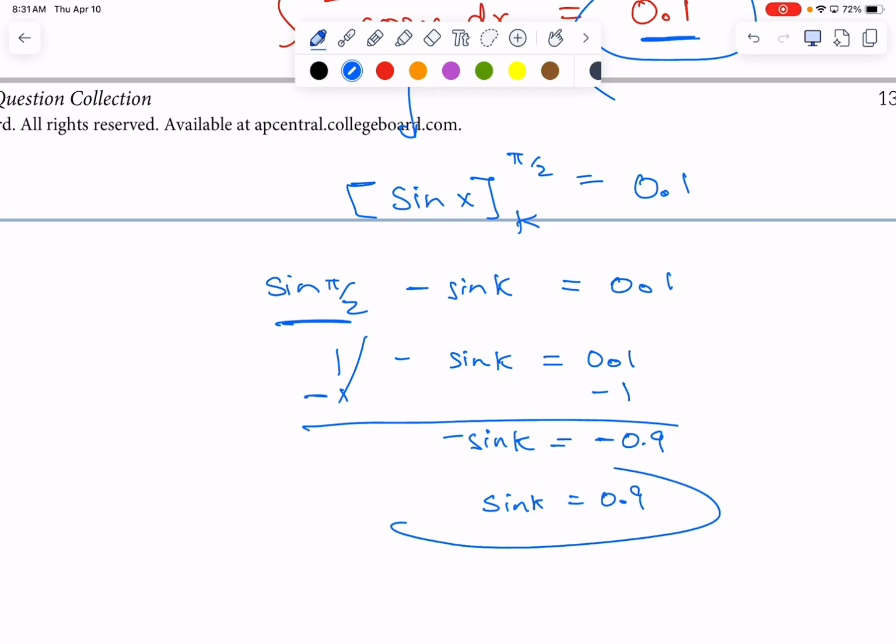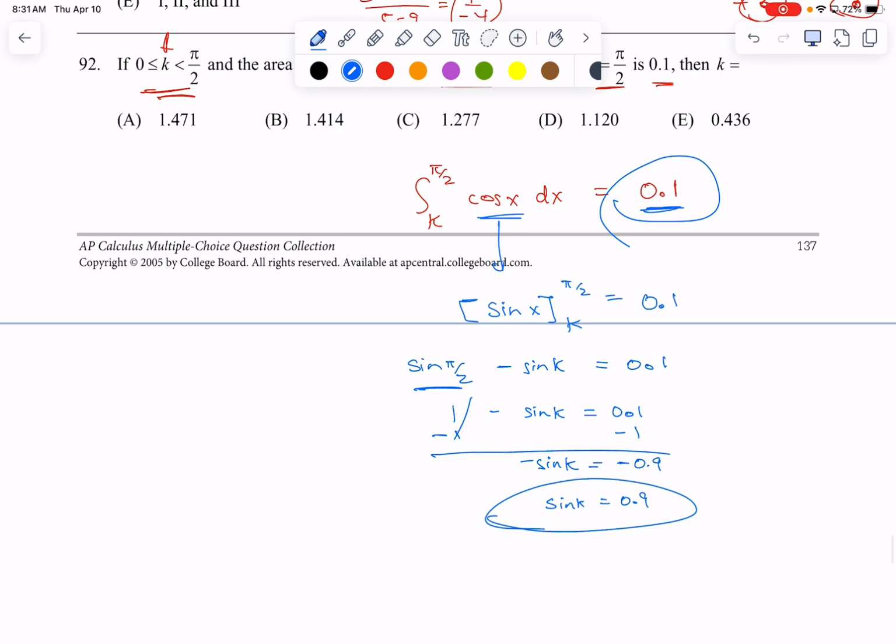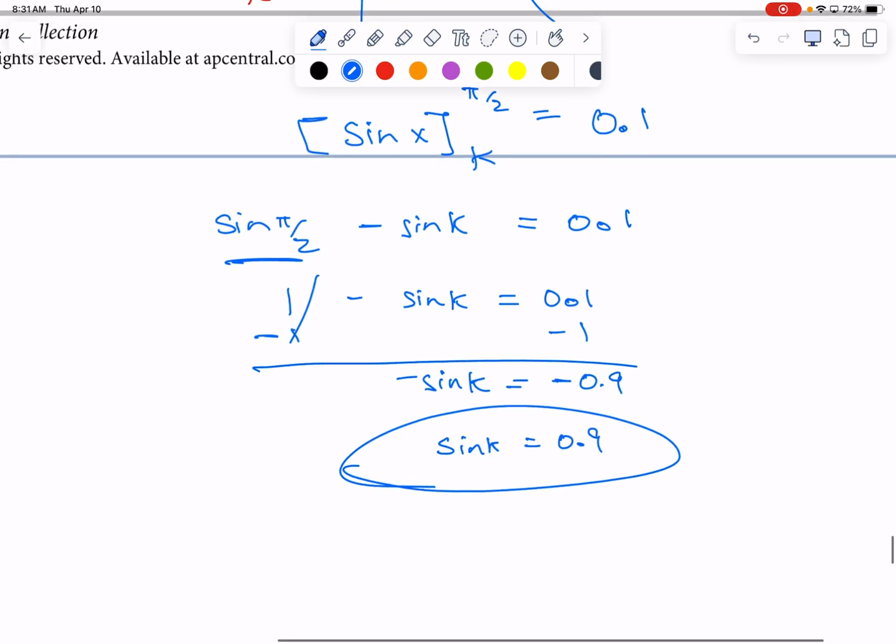You need your calculator for this. Isn't it negative 1.1? No, because 0.1 minus 1 would be negative 0.9. So it's positive. Now, you have to use inverse sine. With the calculator in radians, what's inverse sine of 0.9? Because the only way to solve for k is to do inverse sine of 0.9.